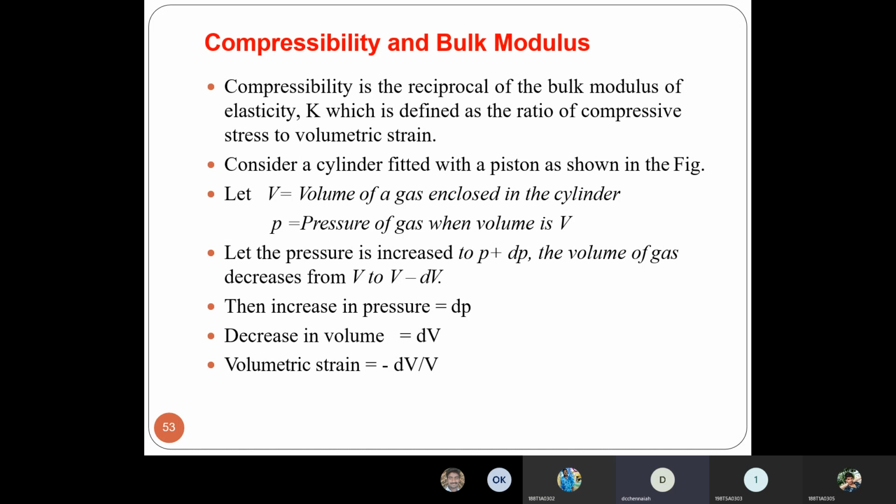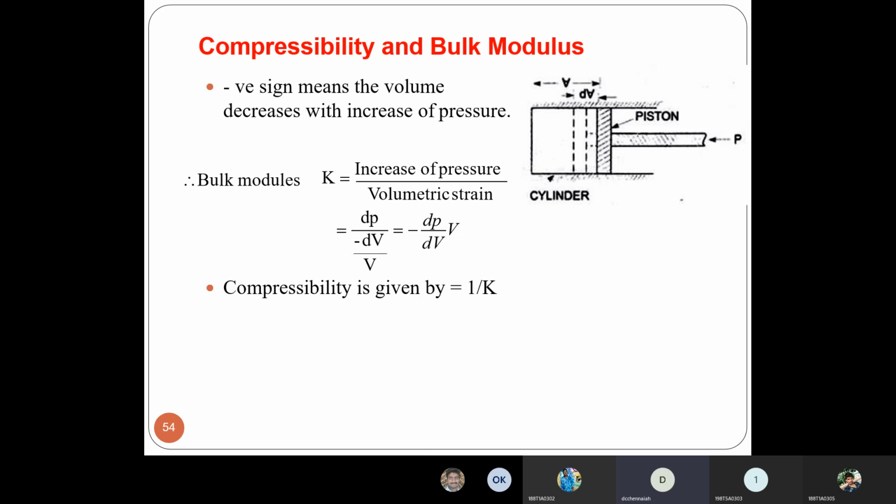How did we get these values? See this figure. There is one cylinder. We are filling the cylinder with a gas, and the volume of the gas is V. When the volume of the gas is V, the pressure of the gas inside the cylinder is P. During the compression, the pressure is increased to P plus dP, and the volume is decreased from V to V minus dV.